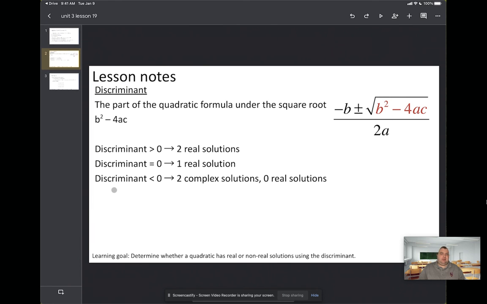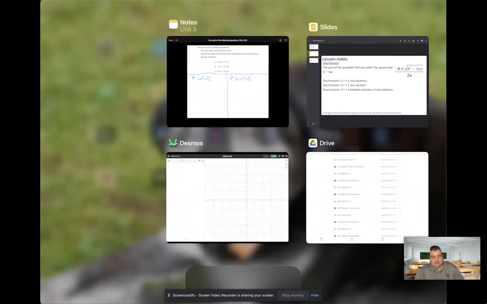And if the discriminant is negative, then that tells me that the quadratic will still have two solutions, but those two solutions will be complex numbers, not real numbers. So no real solutions, two complex solutions. So with that in mind, let's go ahead and take a look at the examples here.